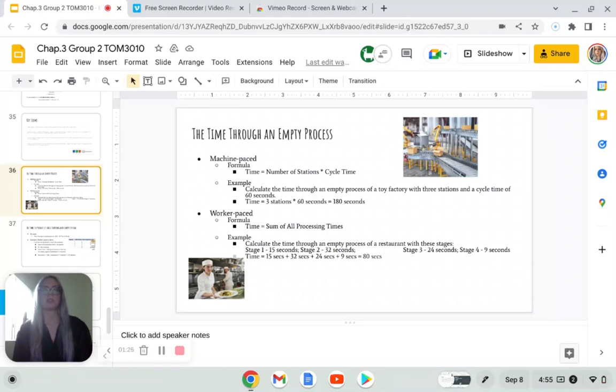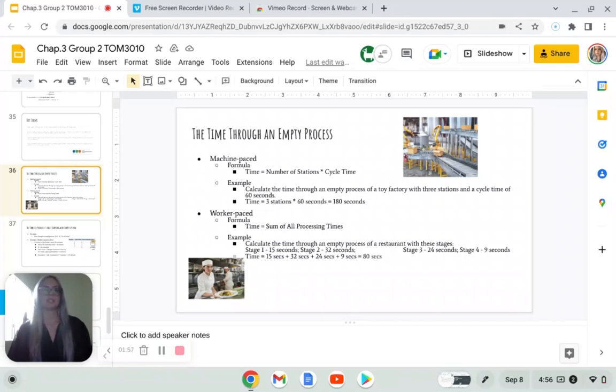As an example, imagine a toy factory. There are 3 stages and the cycle time for the line is 60 seconds. To find the time to produce 1 unit, all we need to do is multiply 3 times 60 and we get 180 seconds. The reason we can do this is because all the stages in a machine-paced system must spend the same amount of processing time on each flow unit. Refer to the diagram of the machine-paced process.